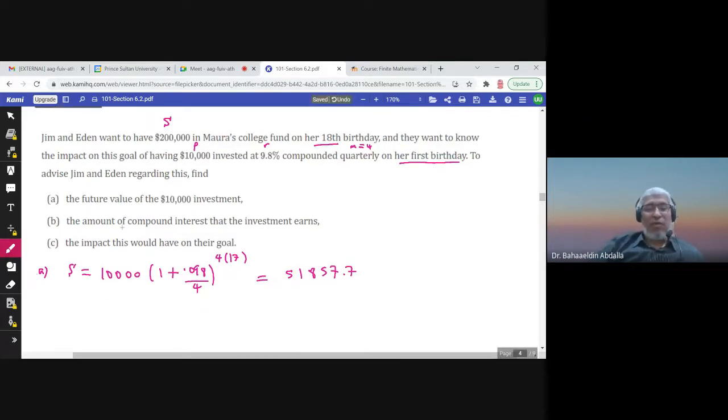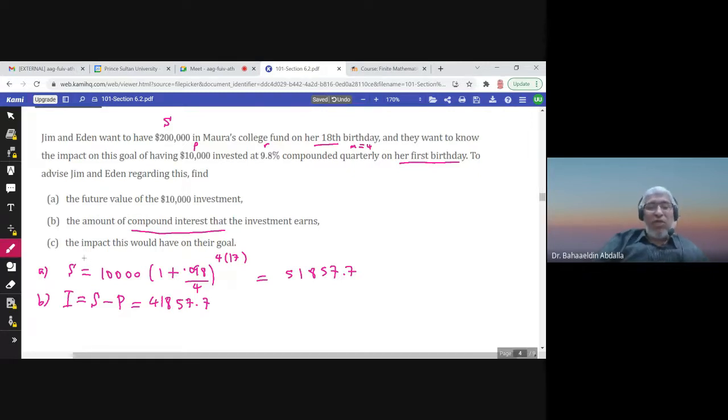What is the amount of compound interest that the investment earns? Compound interest is the interest here. It's not simple interest, this is compound interest. And the compound interest, as with simple interest, is the future value minus the present value. So it would be 41,857.7 if you subtract 10,000 from 51,857.7.